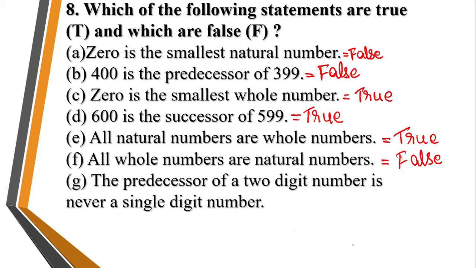So the predecessor of a two-digit number can be a single-digit number only for the number 10, because 10 minus 1 is 9. So 9 is the predecessor of 10. Right? So the statement is false. So this was the question. Now let's see the next question.